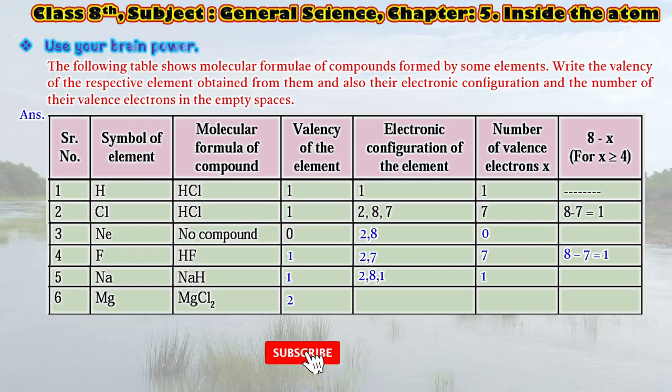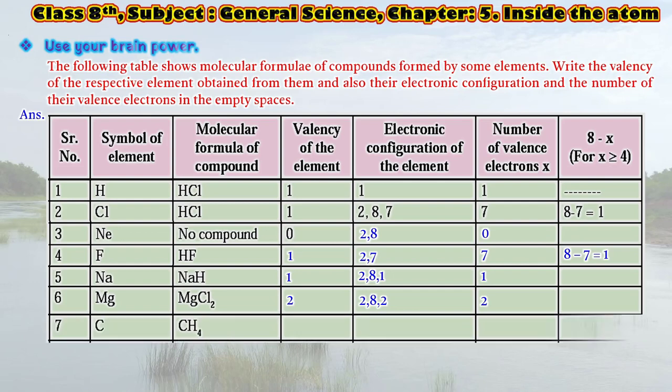Electronic configuration of the element is 2, 8 and 2. Number of valence electrons X is 2. Symbol of element is capital C. Molecular formula of compound is CH4. Valency of the element is 4.